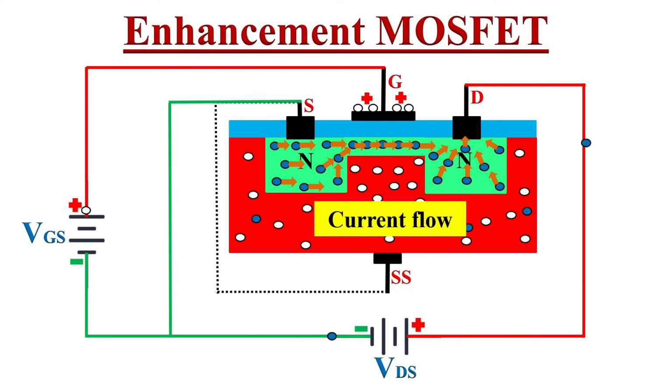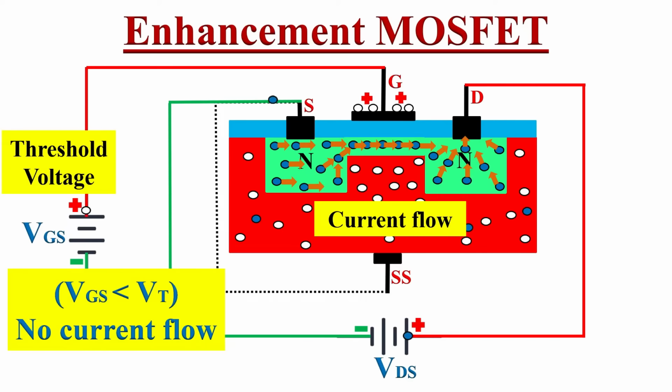The value of the gate to source voltage VGS at which this inversion layer gets created is known as the threshold voltage. And whenever VGS is less than this threshold voltage, there will not be any flow of current through the enhancement MOSFET.